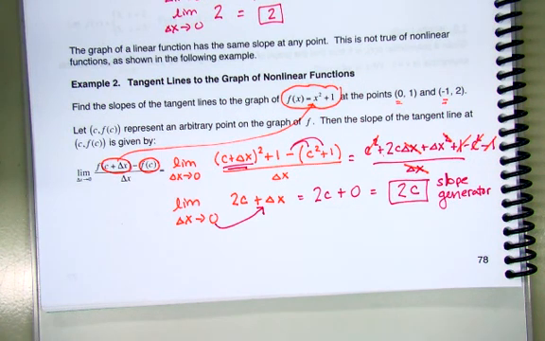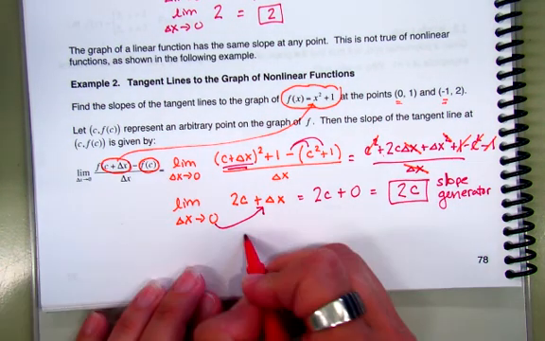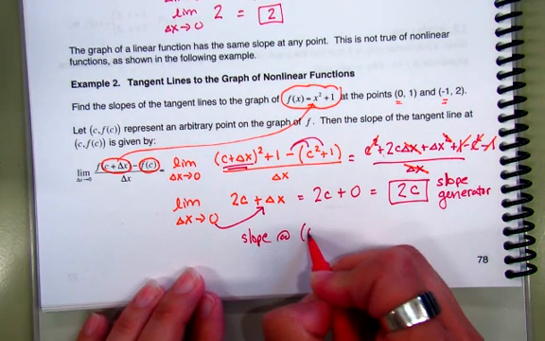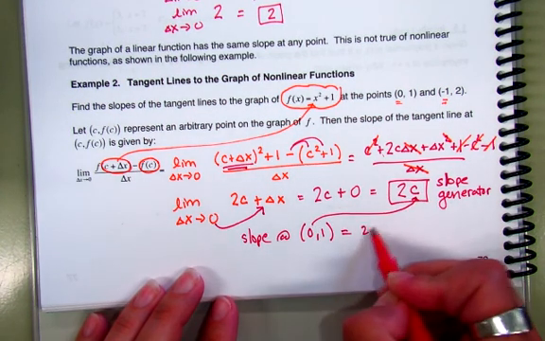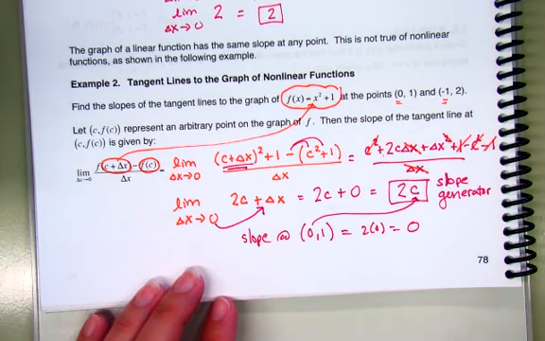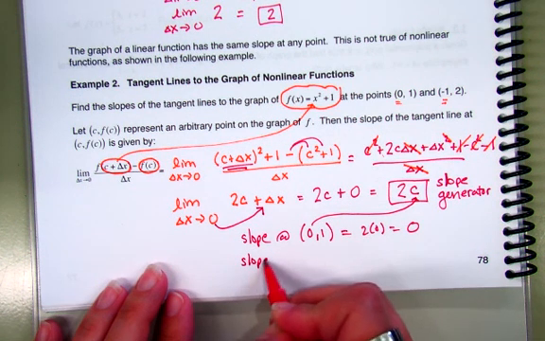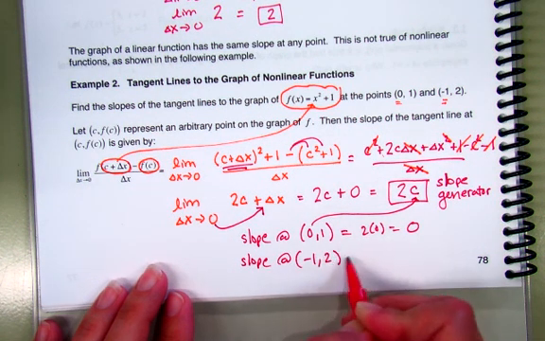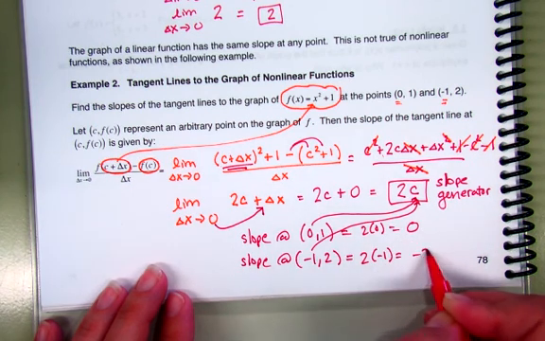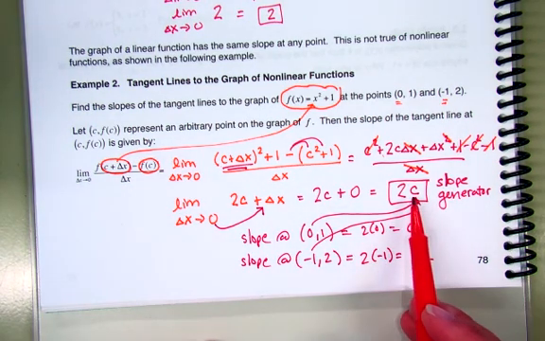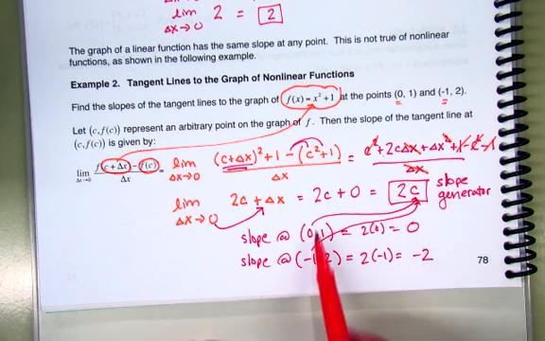Okay, well they wanted us to find the slope at these 2 points. So just plug in your 0, plug in your negative 1 for c. So let's find the slope. The slope at (0, 1) is just going to be plug in a 0, 2 times 0, answer is 0. And then they also wanted the slope at (negative 1, 2). So I plug in a negative 1, and I get negative 2. The c is always the x value, so you're always plugging in the x value.